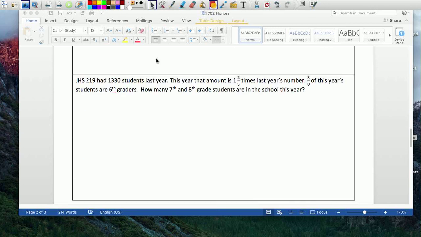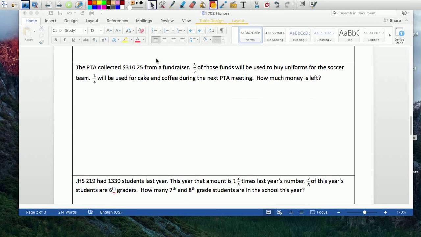And 2 more questions. Oh, that's not that bad. So the PTA collected $310.25 from a fundraiser. 3/5 of those funds will be used to buy uniforms. Let's find out what 3/5 is. 1/4 will be used for cake, and how much is left over. So we have to do 310.25. I'm gonna write that as a fraction, 1/4, and I'm gonna multiply that by 3/5, right? Because I gotta take 3/5 of that number.